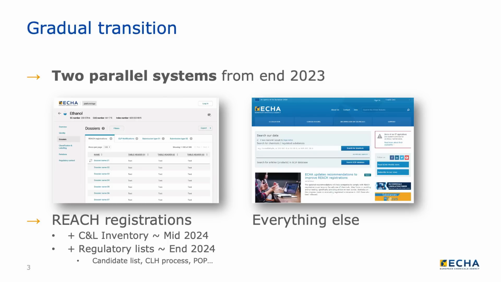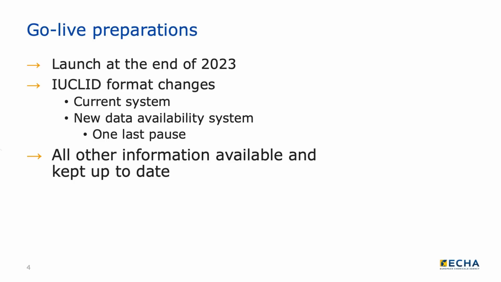After mid-2024, REACH dossiers and CLP information will be in the new system, but regulatory lists still in the old one. By regulatory lists, we mean candidate lists, CLH processes, POP, etc. We have designed it in a way that the new data availability system will contain all relevant information related to REACH registration, CLP inventory, regulatory processes, and legal obligations. We are working hard to prepare for the launch by the end of the year.